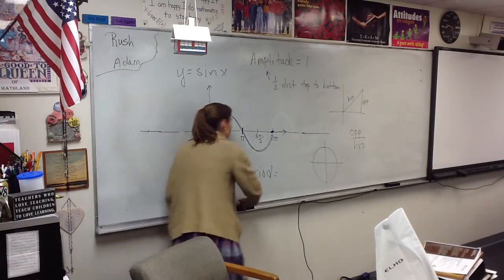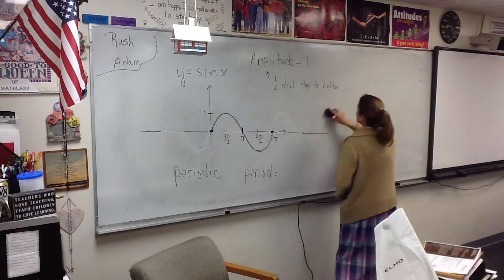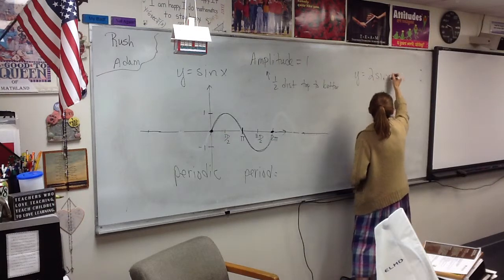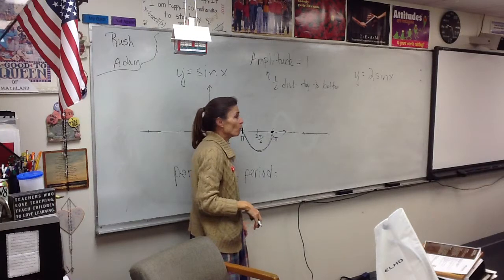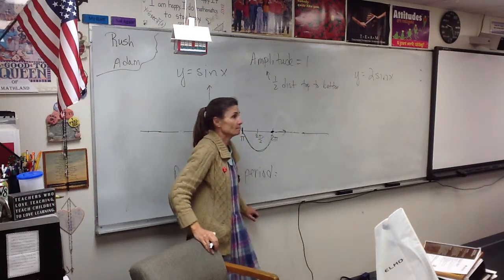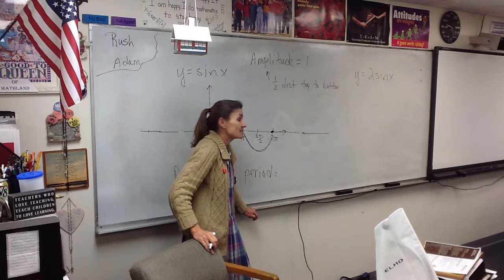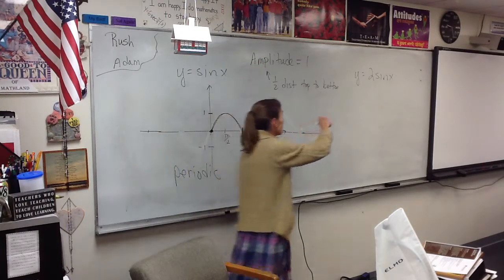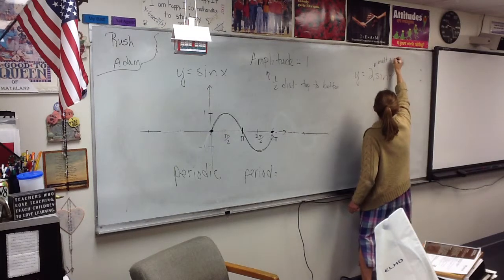Now, what do you think would happen if we put a 2 out in front? Now stop, think way back to August. What happens when we put a 2 out there? What does it do? It changes the height. It's a multiplier. It multiplies the height. This number is going to multiply your amplitude.